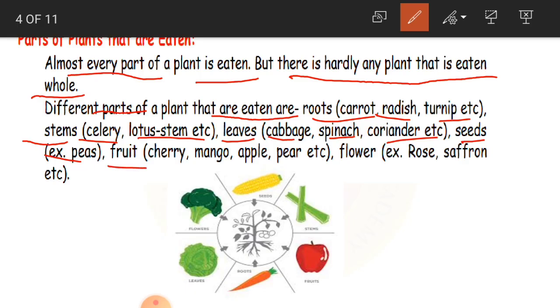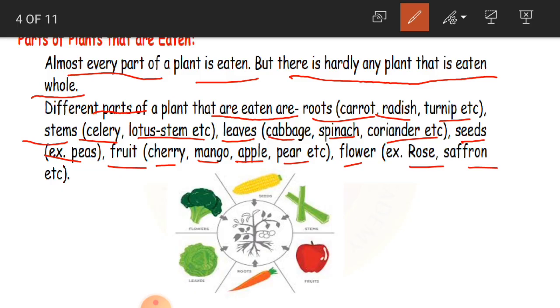Then fruit. The plant fruits like cherry, mango, apple, pear. So many fruits are there which everybody likes to have. So fruits. Then flowers. Flowers again, rose, saffron. Saffron is again a flower, children. We use this dried flower. After getting dried, we use it in our sweet dishes. It adds color and a very good flavor to sweet dishes, especially kheer, such types of dishes.